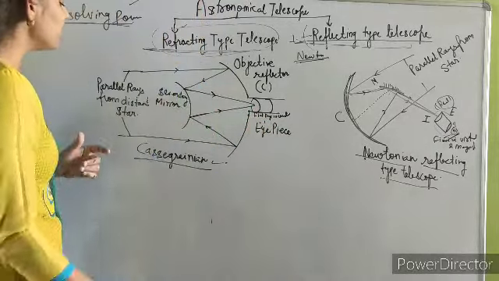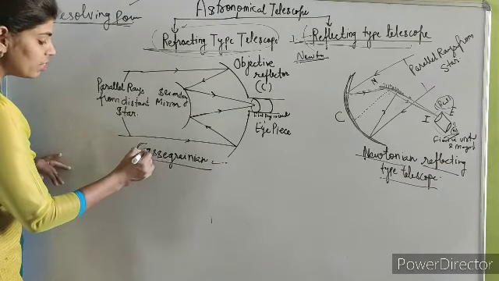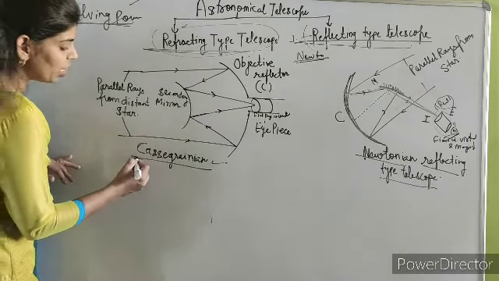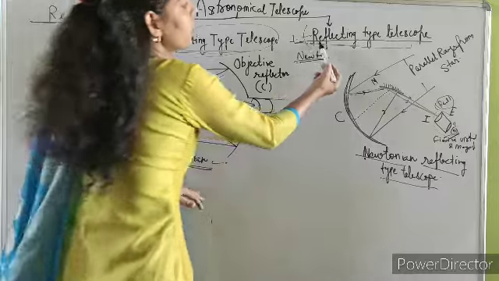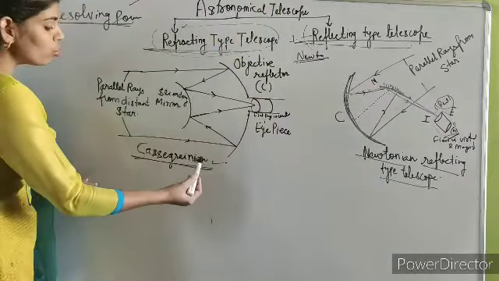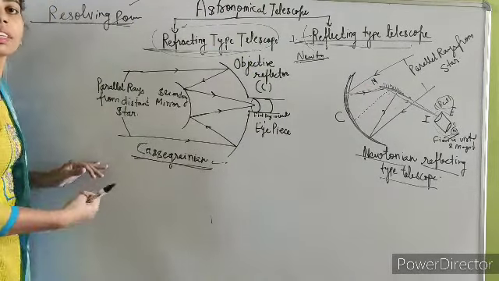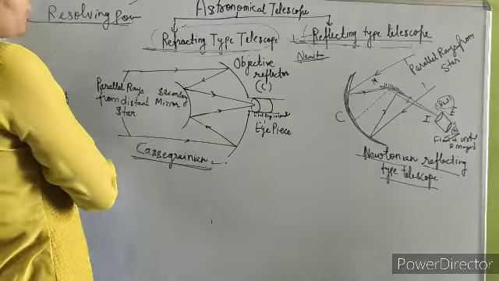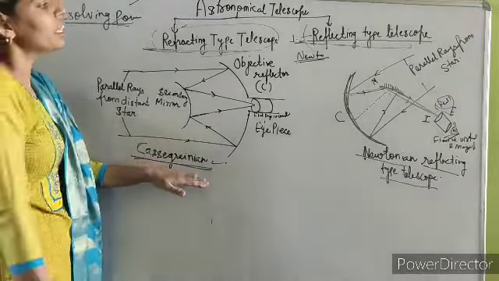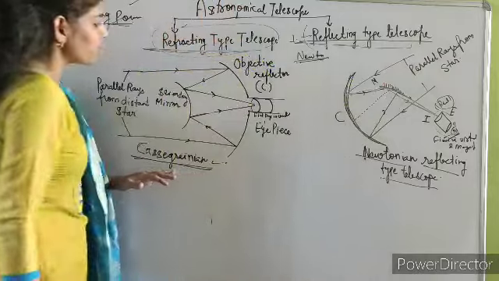From time to time, improvements have been done and new models have arisen. So today we are studying the final model that we study under the CBSE, that is known as the Cassegrainian reflecting type telescope. This was also given the name after its inventor. So what are the changes here in the Cassegrainian reflecting type of telescope?